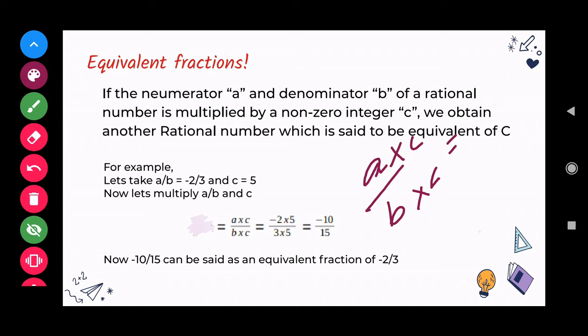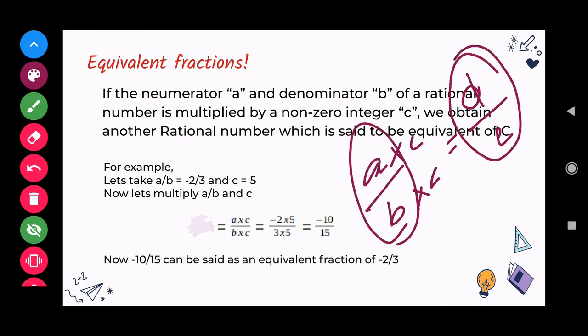So what we get is a new fraction. Let's say we denote it as d by e. So this fraction d by e will be equivalent to this fraction a by b. So let's take an example and we can explain this.